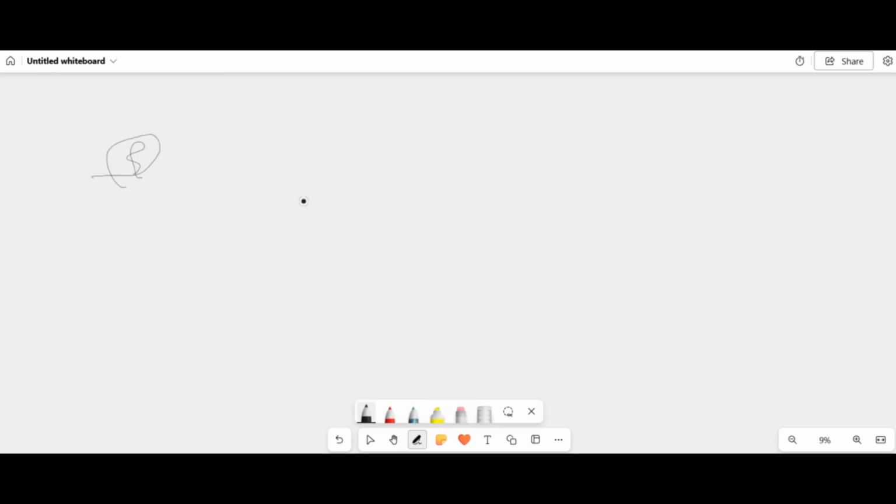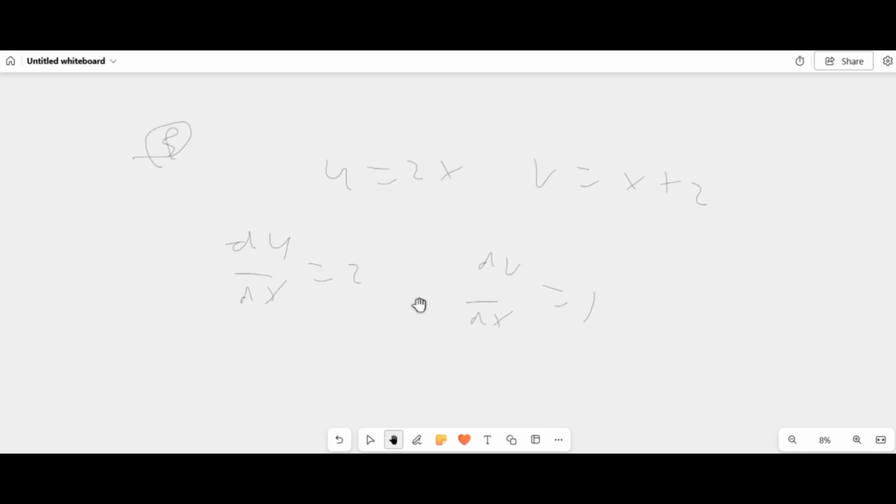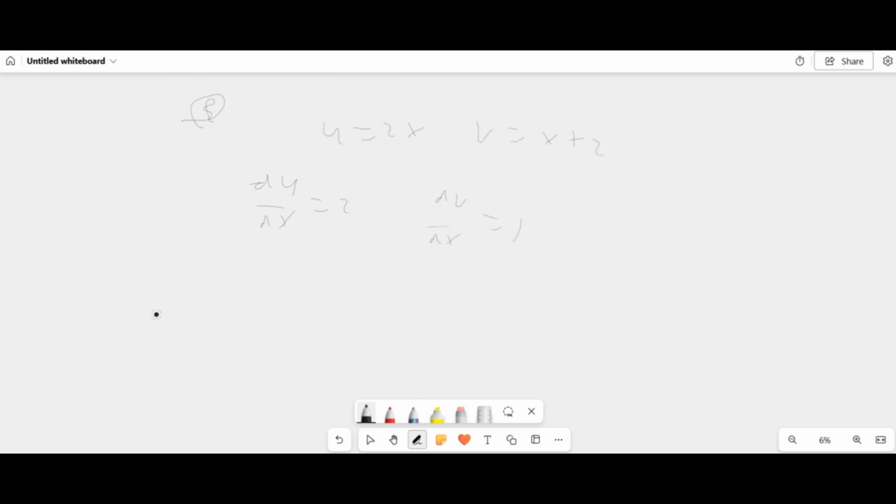So we need to differentiate that now. So u is going to be the top, which is 2x. So v is going to be x plus 2, which is the bottom. du over dx is going to be 2. dv over dx is going to be 1. Save. And yeah, so find f dash x, that's going to be the differentiated version.